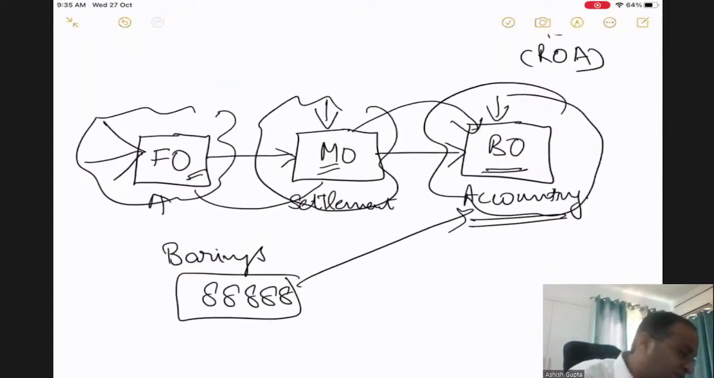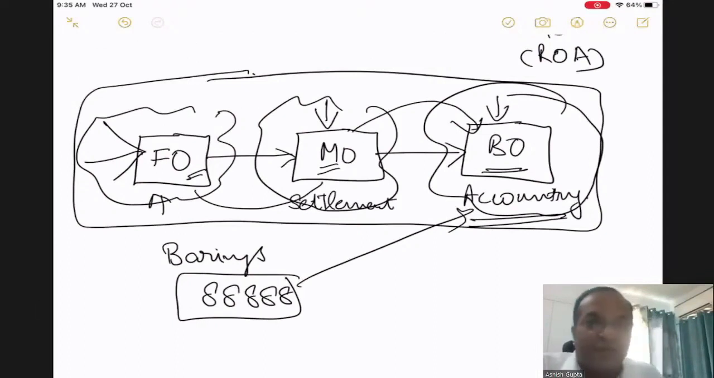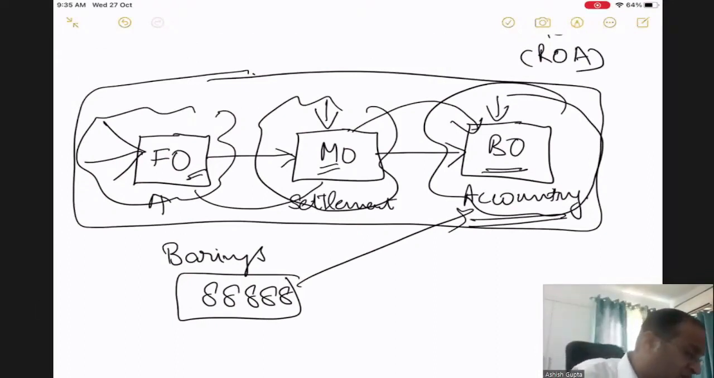Because overall there was a problem: the same person had been put in charge for all these businesses. This Barings Bank case is a very prime example of operational fraud, where there was a lack of internal control. In internal control, the work done by one person is checked by the other person.